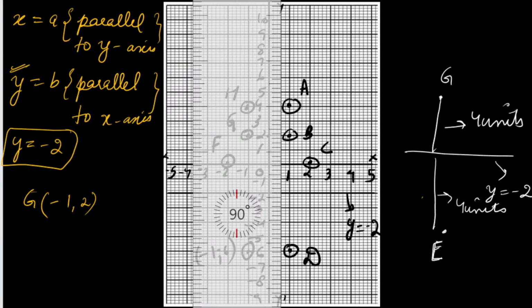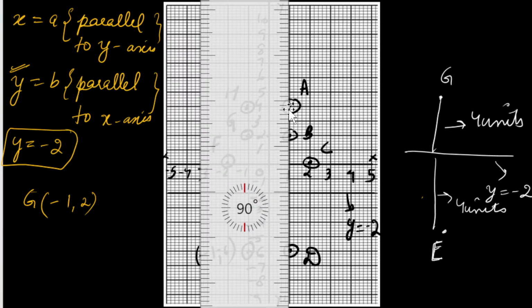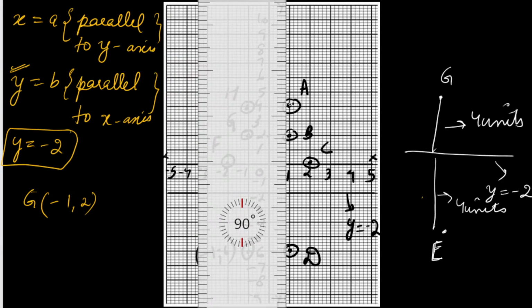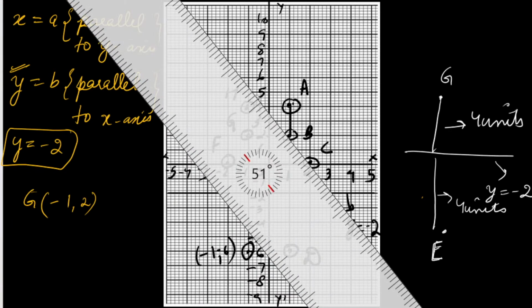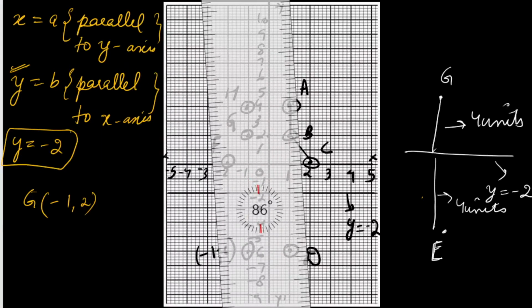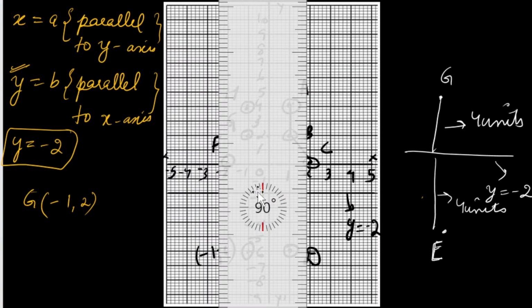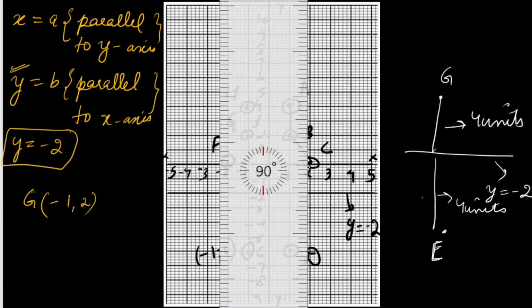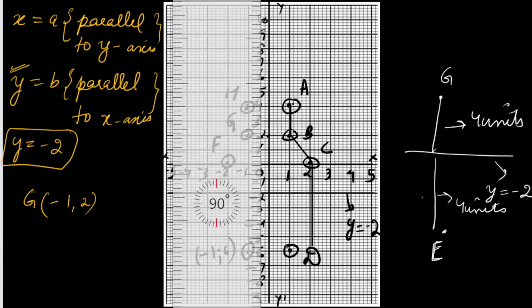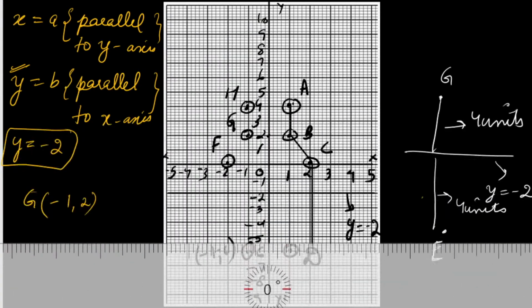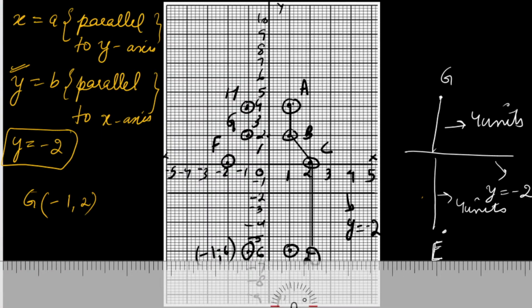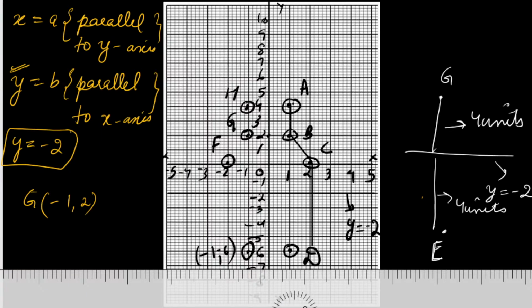So A with B, BC, AB, BC, C with D, D with E. Okay, so C with D, I haven't actually. C with D.